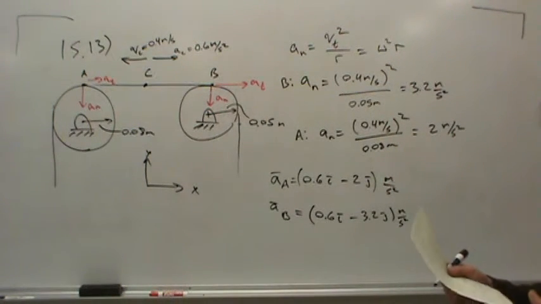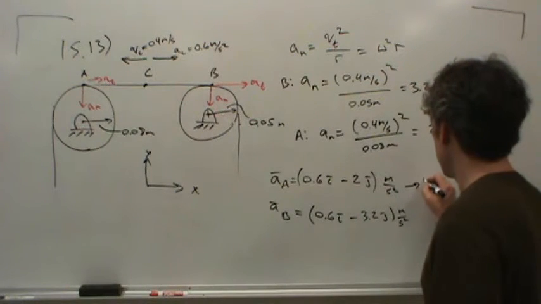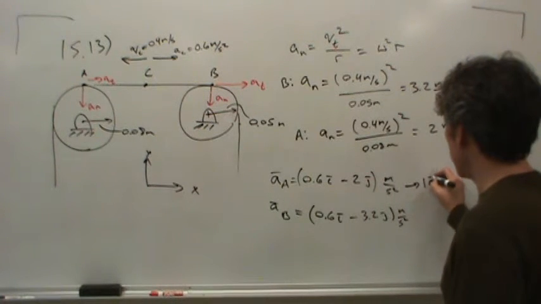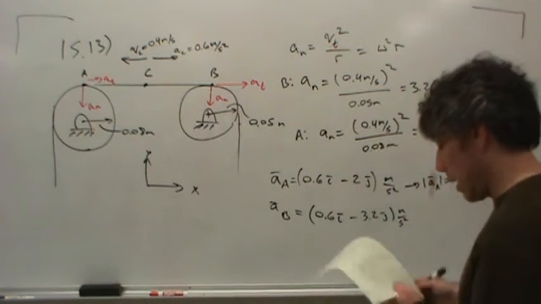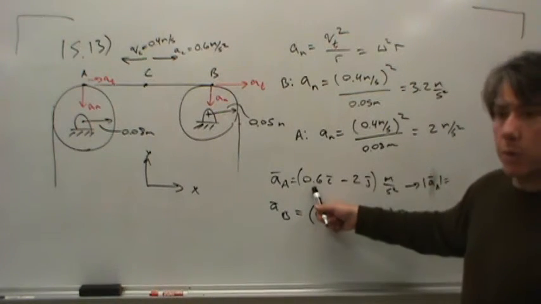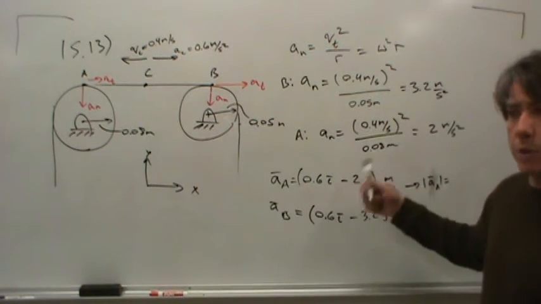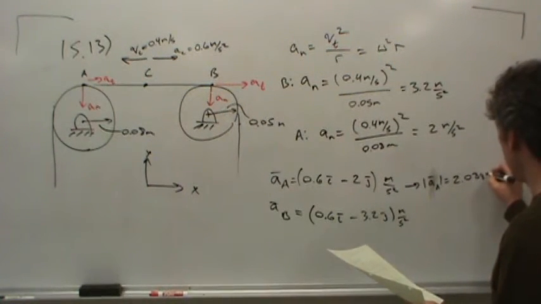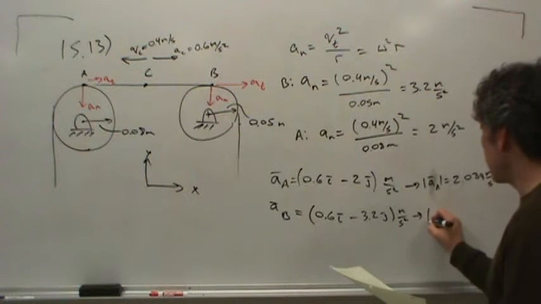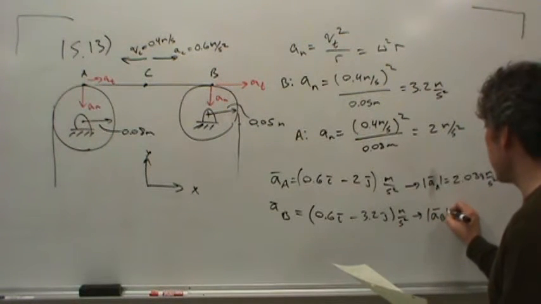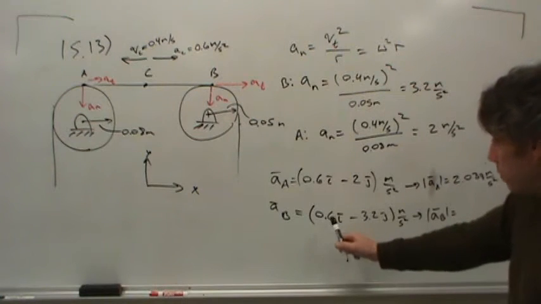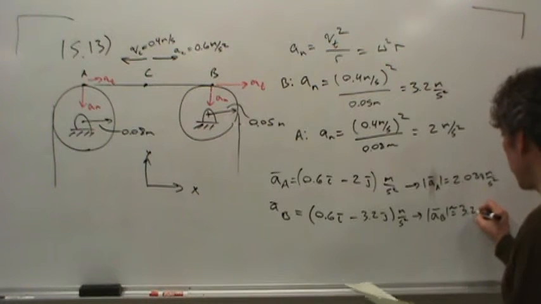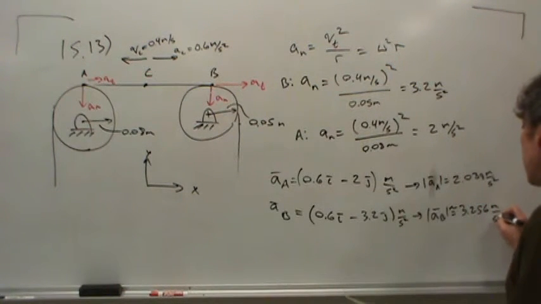Now, I should have calculated the magnitude. In fact, I did. I just noticed on my sheet. So the magnitude of the acceleration of A, you just take the square root of the sum of the squares, right? So 0.6 squared plus 2 squared, square root. When you do that, you get 2.088 meters per second squared. When you take the magnitude of the acceleration of B, you get 0.6 squared plus 3.2 squared, square root. You get about 3.256 meters per second squared.